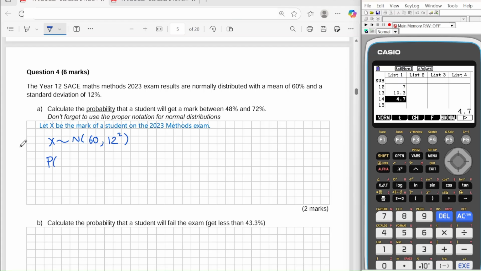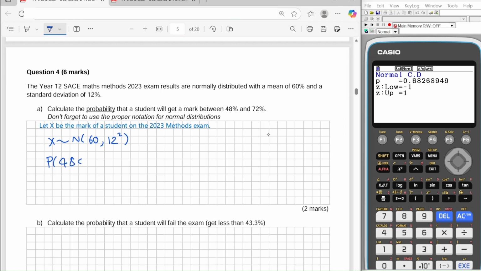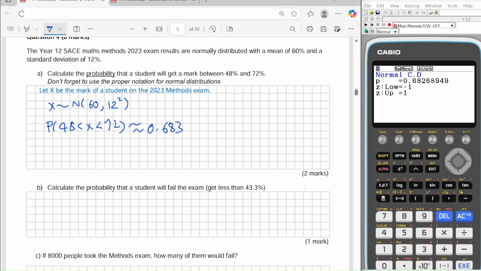Long and the short is, put a squared above that bit on your normal distribution. We can calculate the probability. So we're looking between 48 and 72 in normal CDF. Standard deviation was 12 and the mean was 60. Right, so our calculator gives us an answer out here. We just got to pop that in. So the probability that we're between 48 and 72 roughly equals 0.683. So 3 significant figures there.